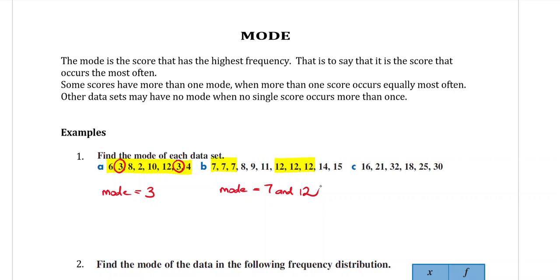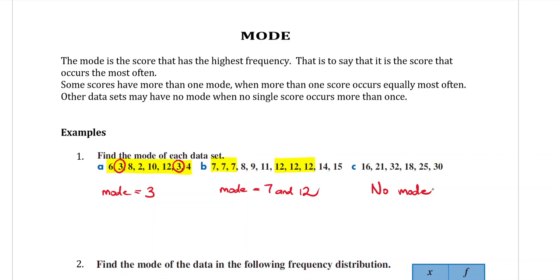Question C. What's the mode? Do any of the numbers happen 2 or more times? No. So this is what we call no mode. If nothing happens the most, then there is no mode. But you have to write it. You can't leave it blank, otherwise it looks like you haven't answered it.